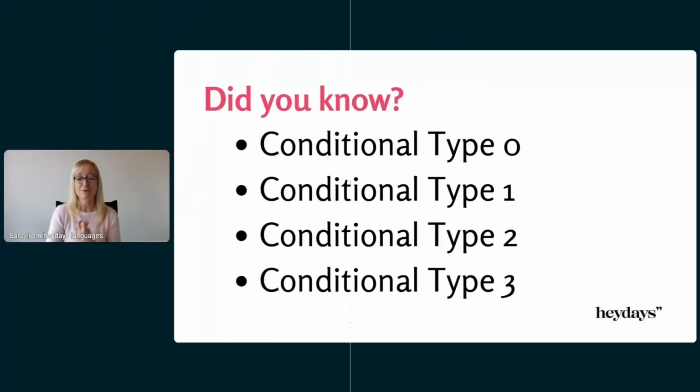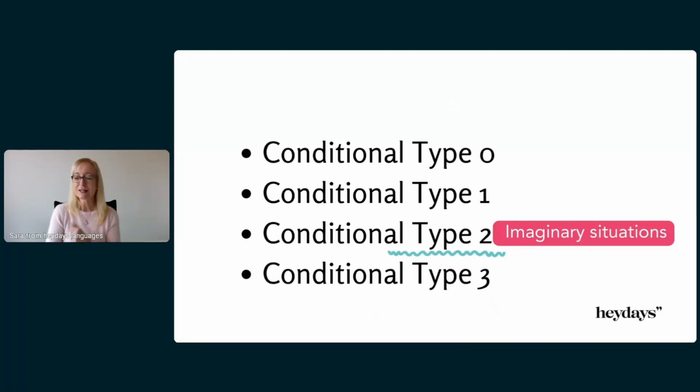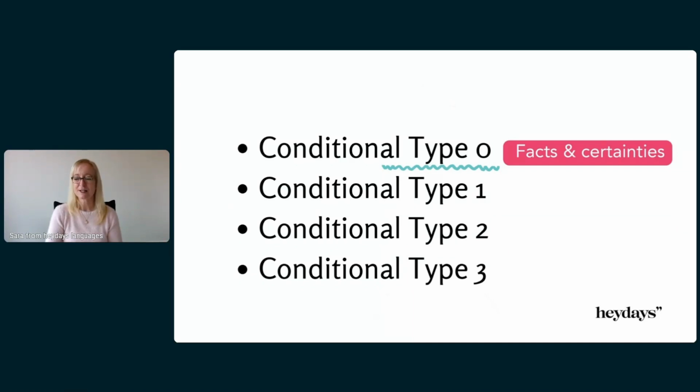As I said, there are 4 types, but to make it confusing, we start with type 0, the 0 conditional. 0, 1, 2, 3. So 4 in total. So far, we've only seen type 2, where we talk about imaginary or unreal situations. Okay, so let's go back to the beginning and look at type 0. What are type 0 conditional sentences and what do they talk about?